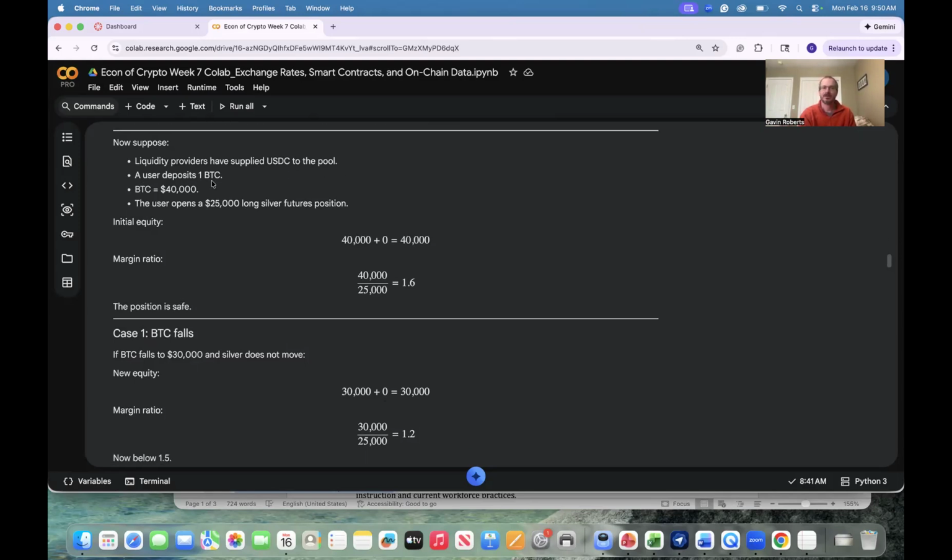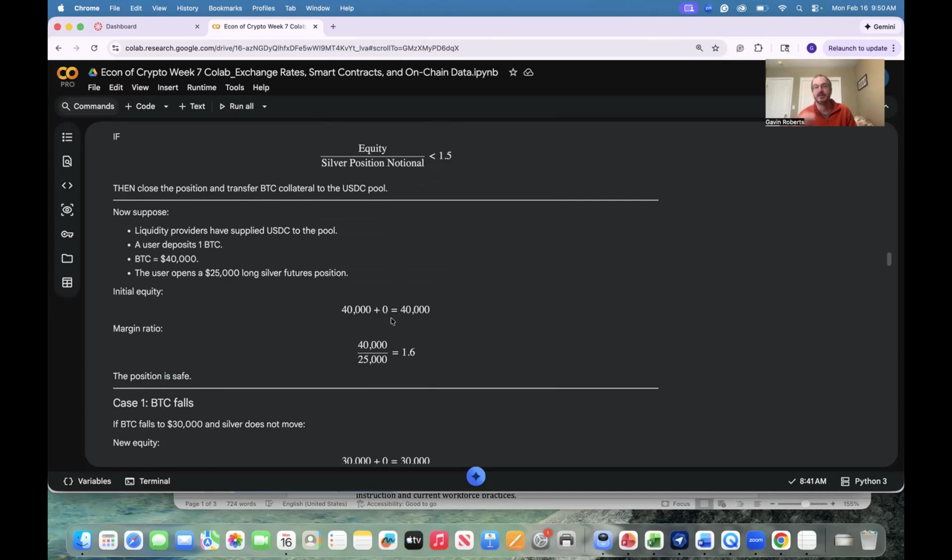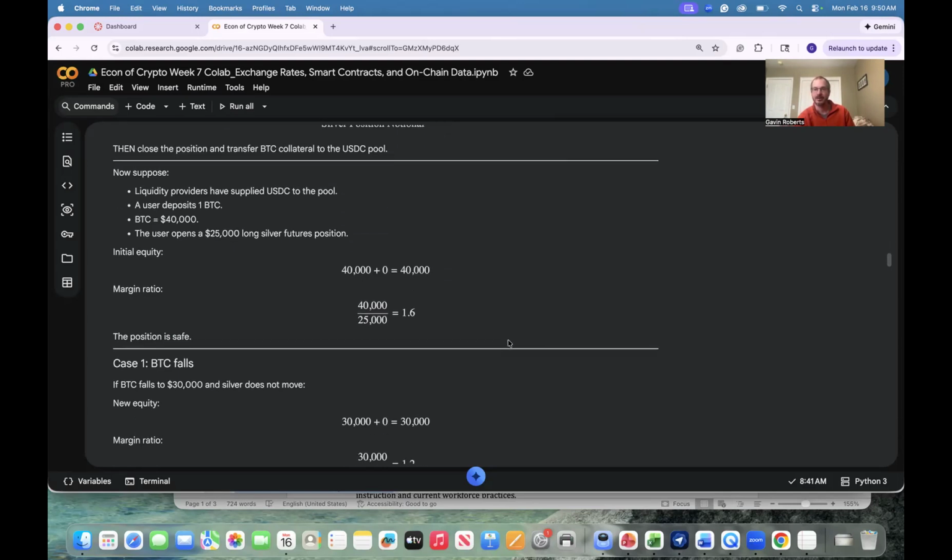A user deposits one Bitcoin. We'll assume, for this example, a $40,000 Bitcoin price. The user opens a $25,000 long silver position. So the initial equity, again, this is only the profit or loss. There's been zero profit or loss at this point, the instant we open the position. So we have $40,000 worth of Bitcoin and zero profit or loss so far. So our equity is 40,000.